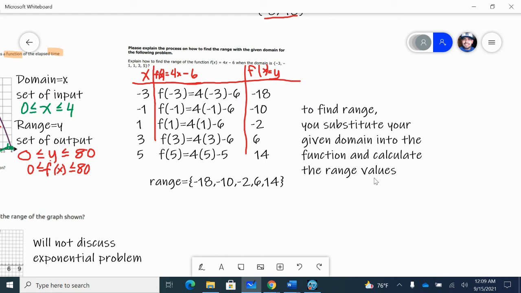But again, notice the vocabulary. To find the range, you substitute your given domain into the function and calculate the range values. Notice how I wrote the word calculate, right? We're not solving. Some of you said solve for x. We're not solving for x here at all. We're not even solving for y. There is no solving. We're calculating the values because we already know our inputs and our outputs.